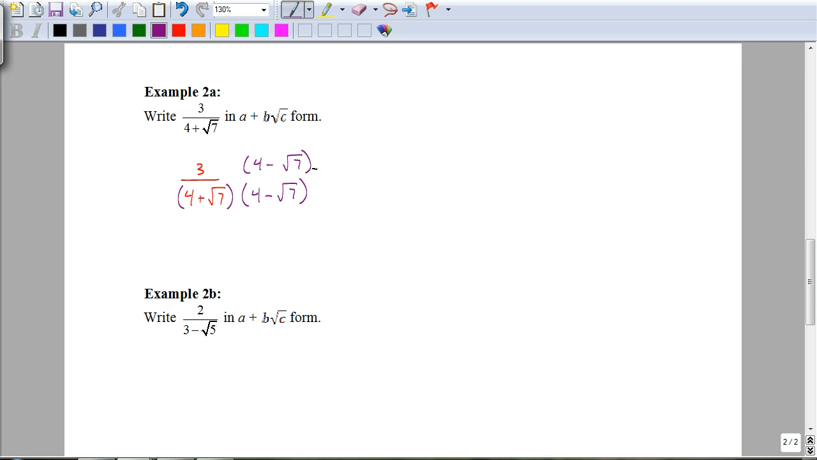Now remember, when we multiply by a conjugate, the whole point of that is the middle terms cancel out when we FOIL. I'll show you the long way for this first example, and then we'll keep it shorter for the next one. We multiply the 4 times 4, which gives me 16. 4 times a negative square root of 7 gives me negative 4 square root of 7. I'm done with the 4. Now I'm going to multiply everything by square root of 7. Square root of 7 times 4 is going to be a positive 4 square root of 7. And square root of 7 times negative square root of 7 is going to be negative 7. In the numerator, multiply everything here by 3. 3 times 4 is 12. 3 times a negative square root of 7 would be negative 3 square root of 7.